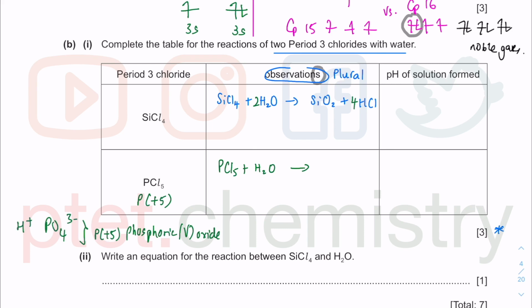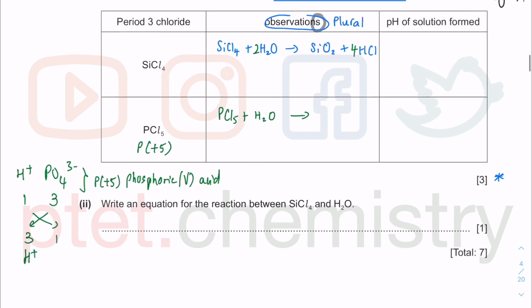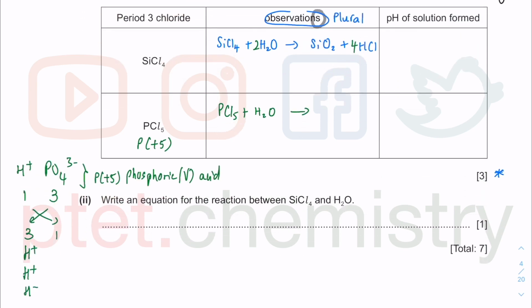So I don't mean oxide, I mean phosphoric(V) acid. So when you combine 1 and 3 of them, of course, you know about how formula works. So you need 3 of that H+, and you need 1 of that PO4 3-. You are going to get H3PO4. But of course, the equation is not balanced.